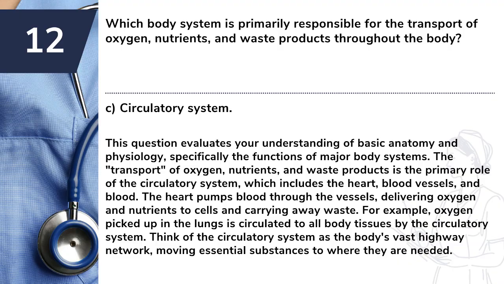Answer: C. Circulatory system. This question evaluates your understanding of basic anatomy and physiology, specifically the functions of major body systems. The transport of oxygen, nutrients, and waste products is the primary role of the circulatory system, which includes the heart, blood vessels, and blood. The heart pumps blood through the vessels, delivering oxygen and nutrients to cells and carrying away waste. For example, oxygen picked up in the lungs is circulated to all body tissues by the circulatory system. Think of the circulatory system as the body's vast highway network, moving essential substances to where they are needed.